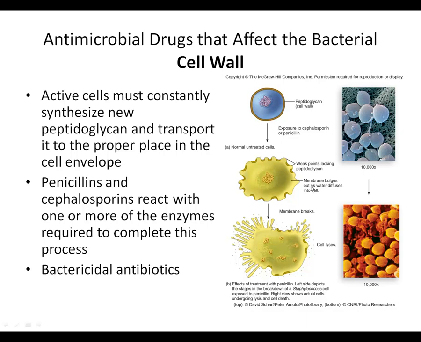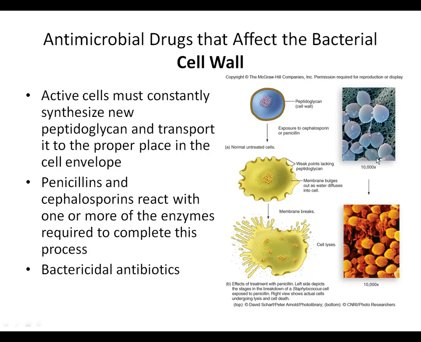If you look here at this picture, you'll see that we have a cell that has a good peptidoglycan cell wall. We're going to expose it to cephalosporin or to a penicillin, and we're going to see that this cell is going to begin to have some weak points within the cell. What happens is these are going to be areas that are going to begin to bulge out, and water will begin to diffuse into the cell through the membrane. Eventually you will have a significant amount of water, and the membrane will rupture and the cell will lyse. And this is basically going to destroy the cell.